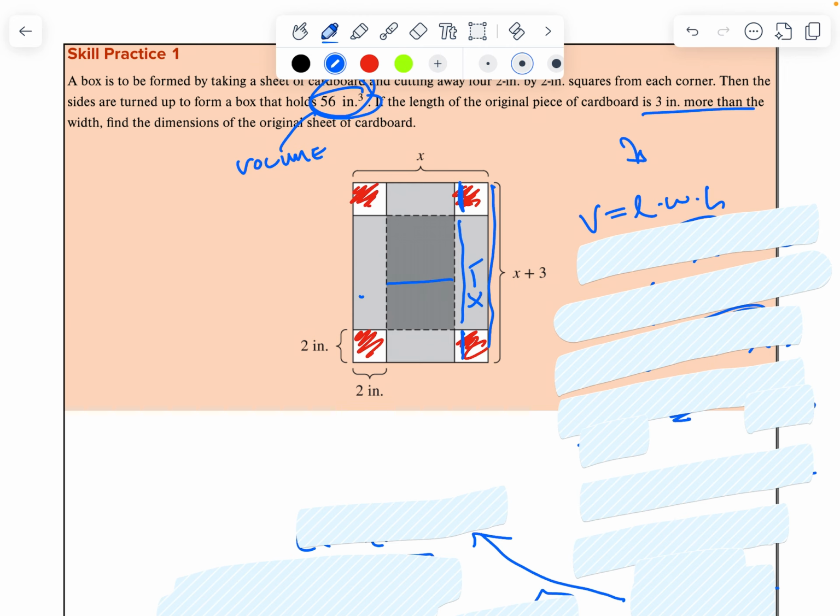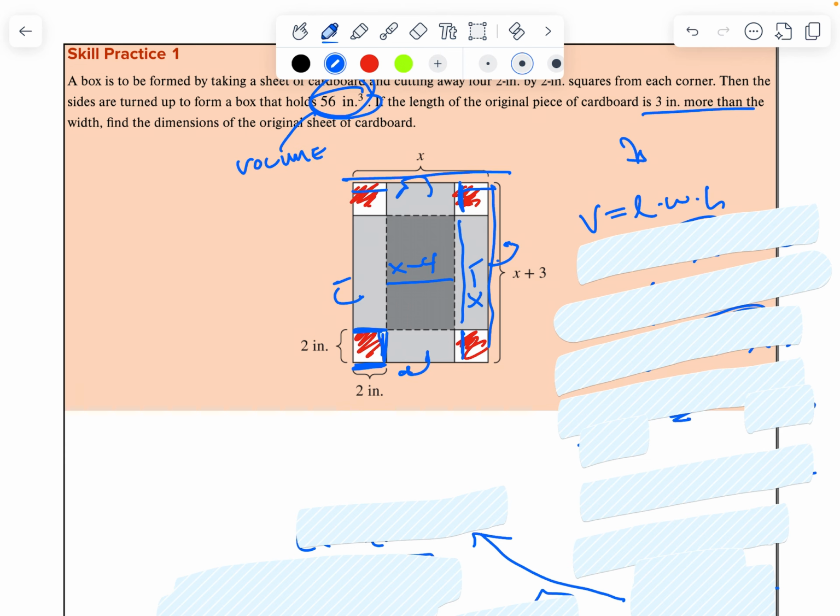Similarly, this length right here is x, right? This whole thing is x minus 2 minus 2, or in other words, x minus 4. And then our height, if we could picture this, they're going to take each of these wings and fold them up to make that box. And the height is going to be right there, that 2, right? Either way, the height is 2.